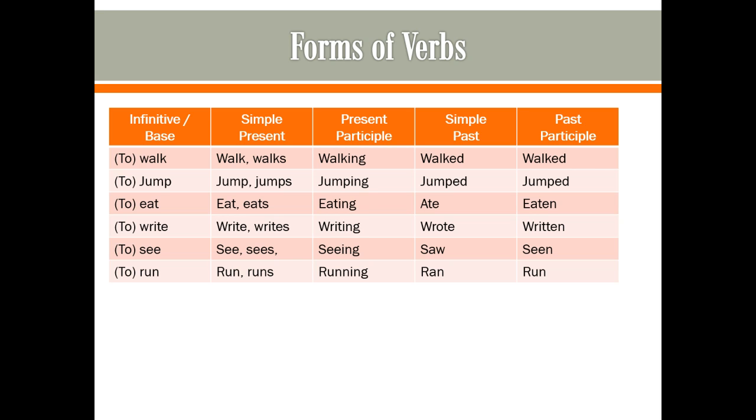The present participle is always an ing form of the verb. The simple past is formed by adding either d or ed to the base, and the past participle is the same as the simple past. That is for regular English verbs, which comprise about 80% of your English verbs. They will follow that pattern. The other 20% are the irregular verbs, and those just have to be learned because they don't follow a set pattern.